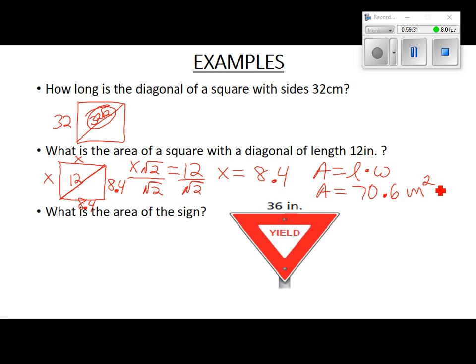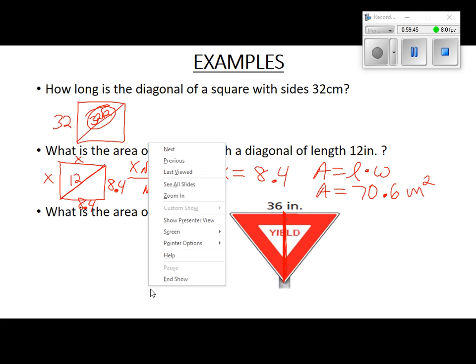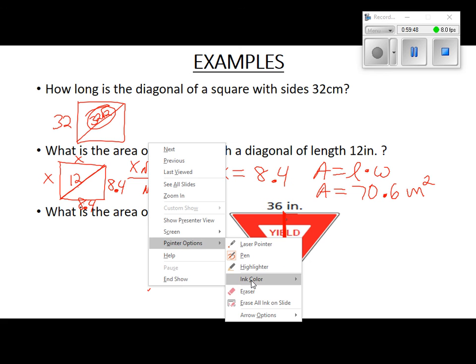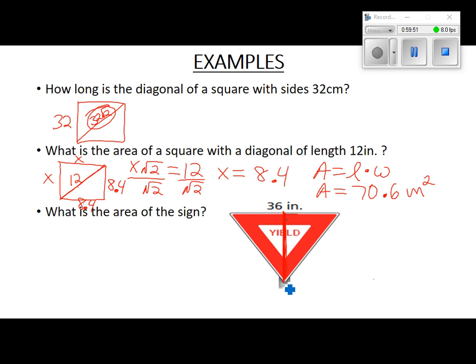Next one, yield sign. Does it actually look like that? What kind of triangle is a yield sign? Equilateral. So in this, I'm going to have to draw this. What is that? It's an altitude. So we got that altitude in there. When I draw that altitude, let's measure this angle right here. Let's measure this angle. 30. So what kind of triangle do we have here? 30, 60, 90. We want to find the area of the sign.